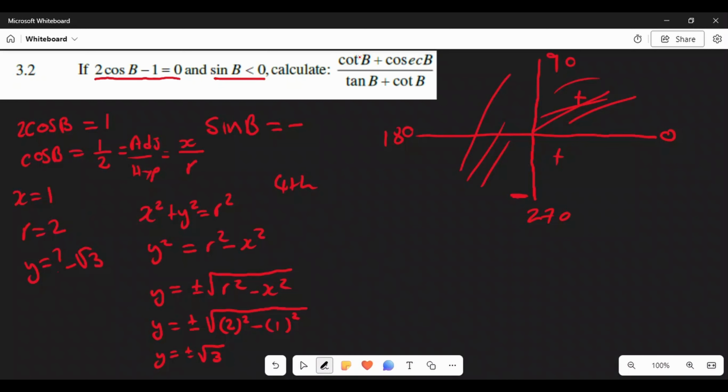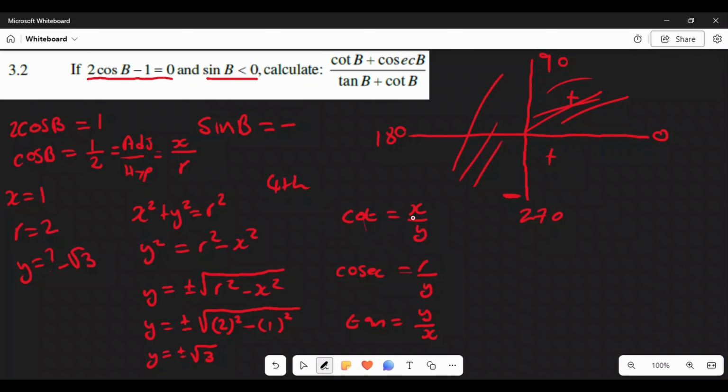Now it's time for us to do the following. If you still remember, cot is the same as x over y, and then cosec is the same as r over y, and then we know that tan is the same as y over x. Well guys, since we have our cot, cosec, and tan in place, we can start now.